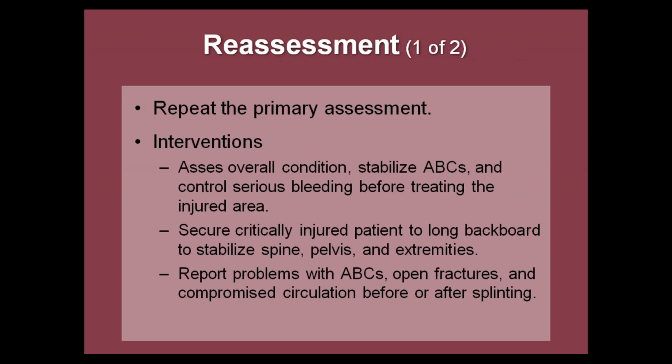Repeat the primary assessment. Recheck interventions, stabilize ABCs, bleeding, C-spine, pelvis, extremities, make sure they're all secured. Reporting problems with ABCs, open fractures, and compromised circulation before and after splinting.